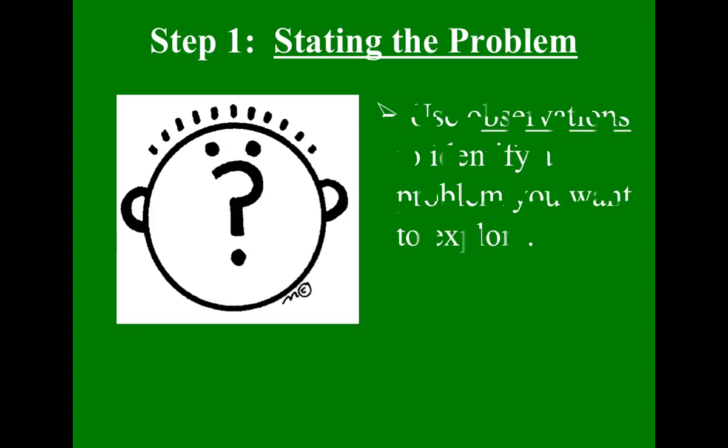So step 1 is stating the problem. And when we state the problem, we use observations to identify a problem you want to explore. Stating the problem is usually in the form of a question.